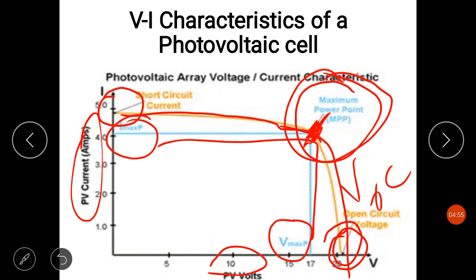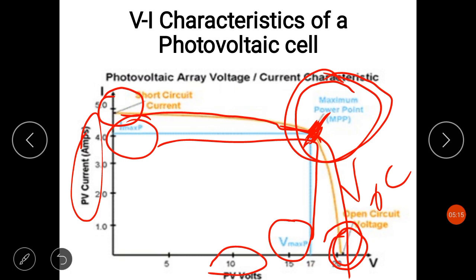What is the purpose of a photovoltaic cell? A photovoltaic cell converts light energy into electrical energy. It means it is inducing voltage, converting the light energy into electrical energy. So the purpose of a photovoltaic cell is that it should give maximum electrical power.